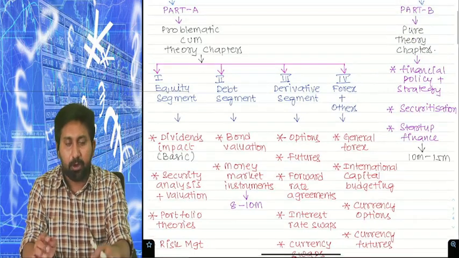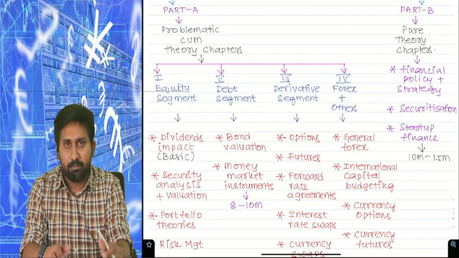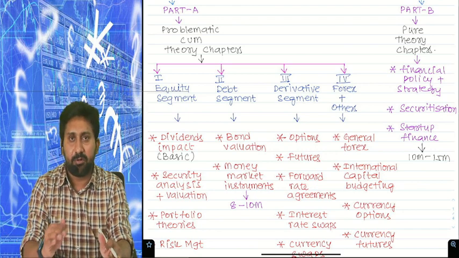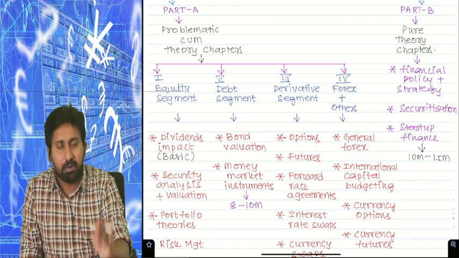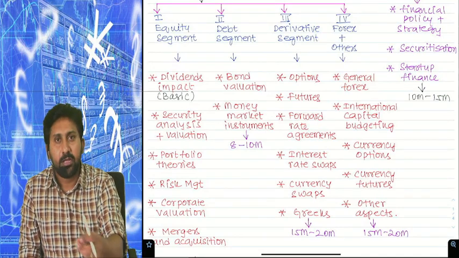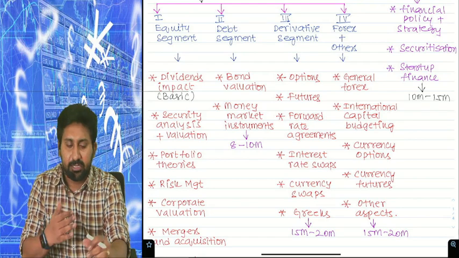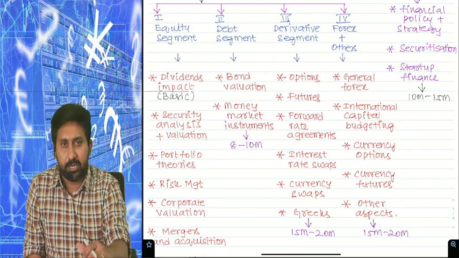And pure theory chapters, we will spend around 6 to 8 hours to cover all these theory chapters from the crash batch point of view, which will cover 10 marks to 15 marks in the exam. Generally we will find 3 to 4 questions in the paper, 4 marks, 3 marks, like that. So 4 or 5 questions will account for 10 to 15 marks in your examination.